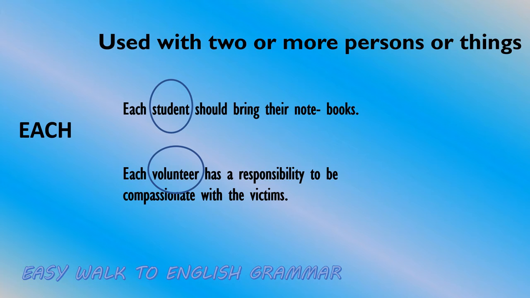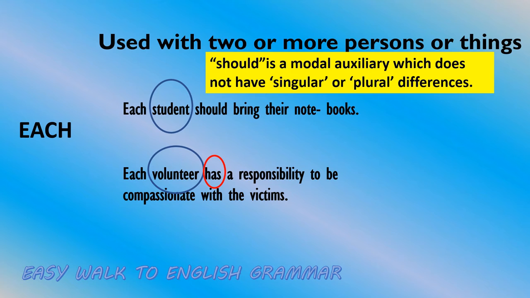Again, what we have to notice: in the case of the verb also, we can only use the singular form of the verb, even though the reference is to at least two or more than two persons or things. In this case, each volunteer has. We are sure that the reference in this sentence is to at least two volunteers or more than two volunteers. But we used the singular form of have, which is has, in this sentence.